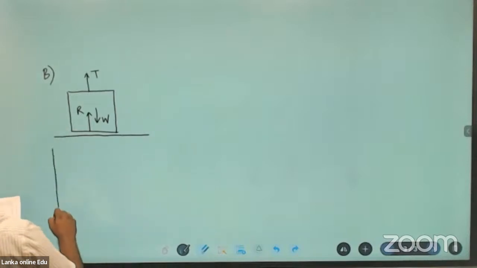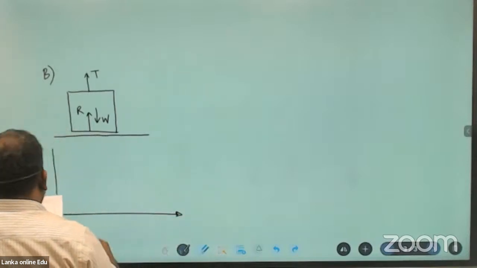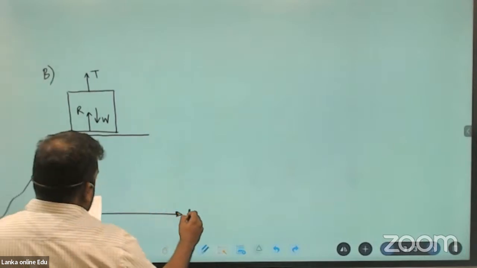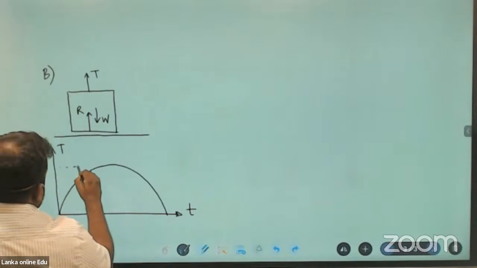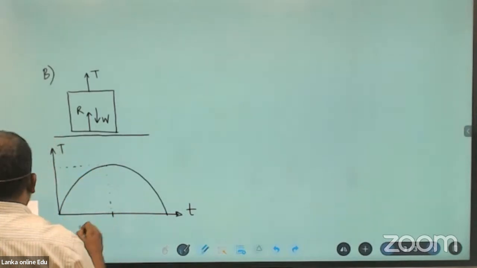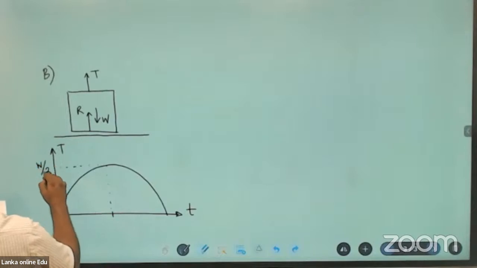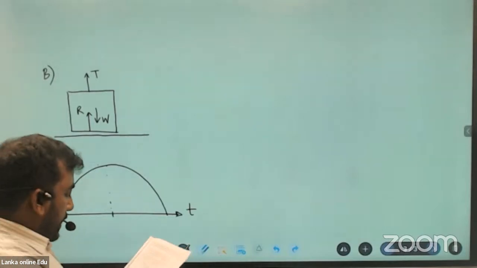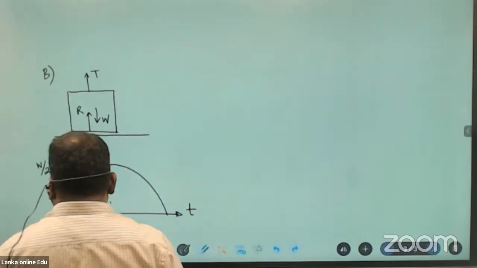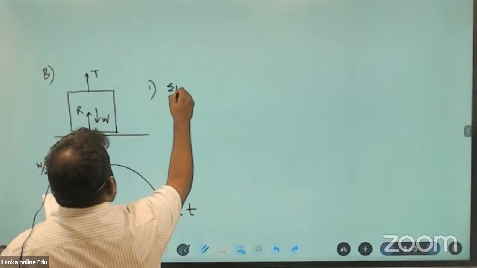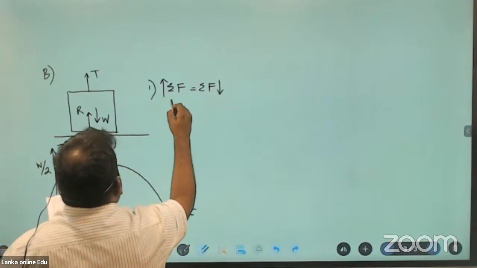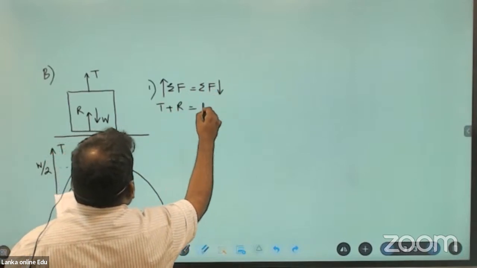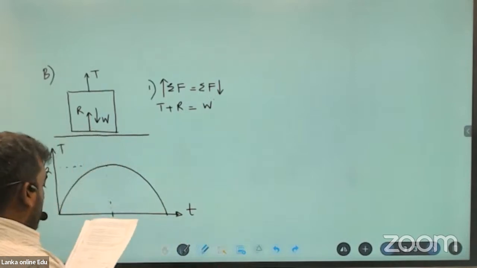Now they have given you how the tension changes with time. Here is W over 2. Write the relationship between T, R and W. So easily we can write, sum of forces in the upward direction balances sum of forces in the downward direction. T plus R equals W.